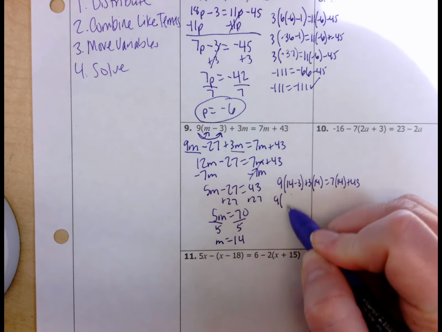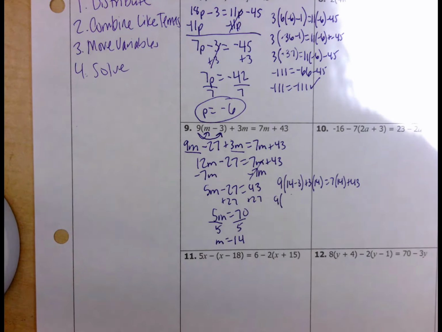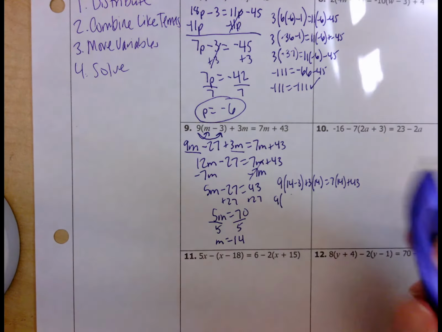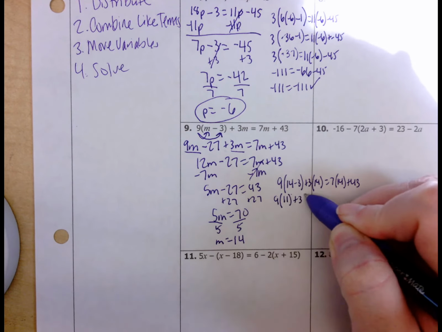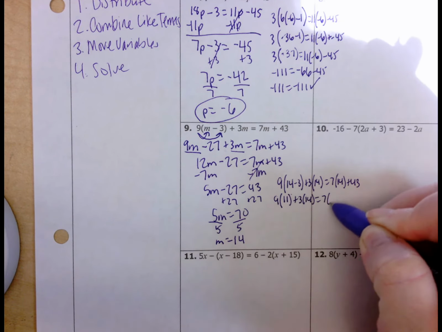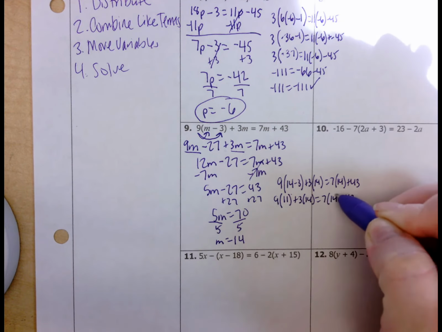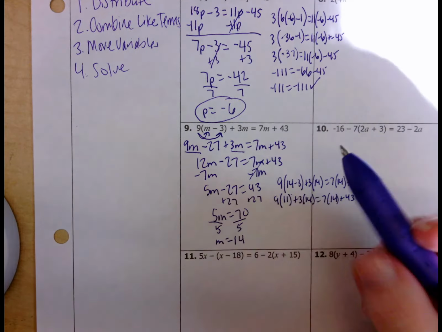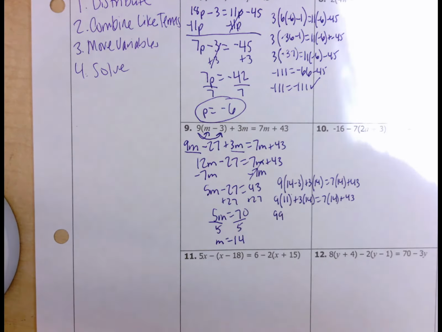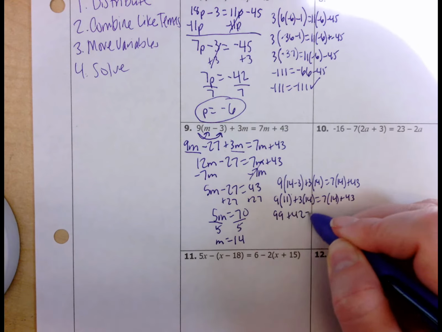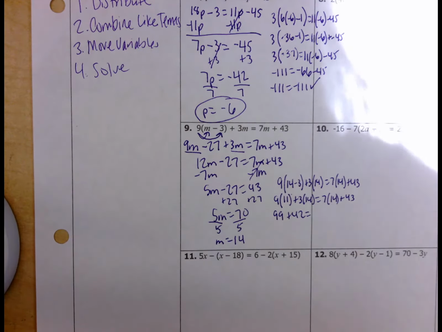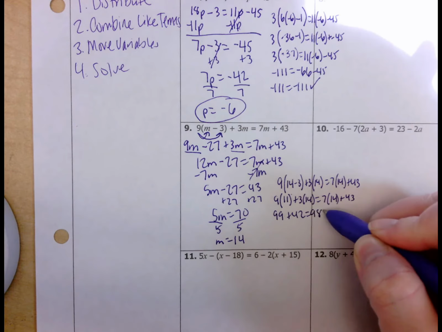So 14 minus 3, and we'll take care of the grouping first. So 14 minus 3 is 11. And now I have a bunch of multiplication to do. So 9 times 11 is 99. 3 times 14 is 42. 7 times 14 is 98.